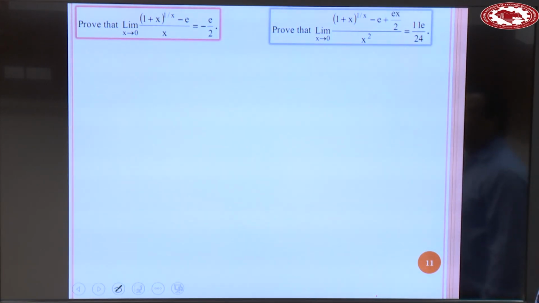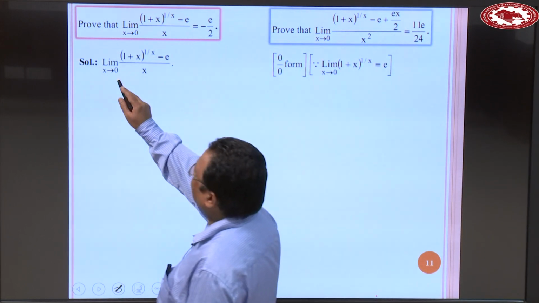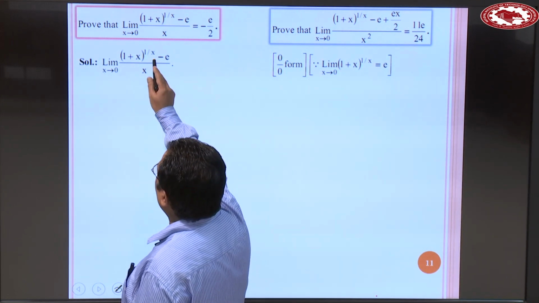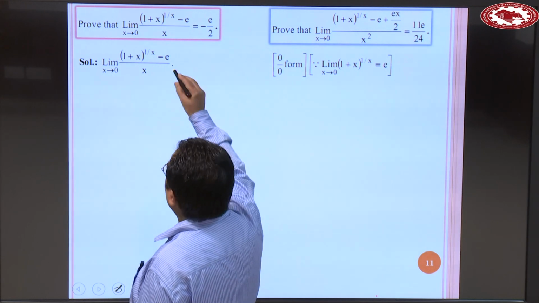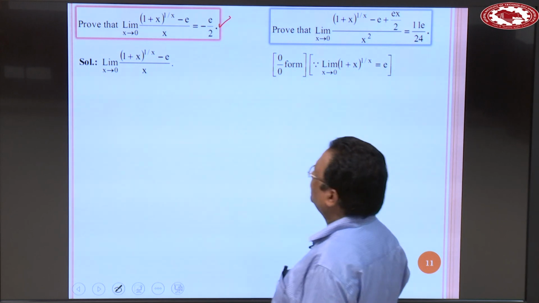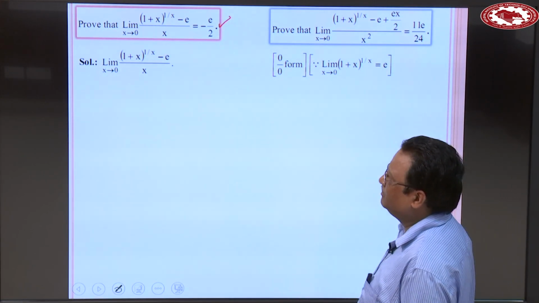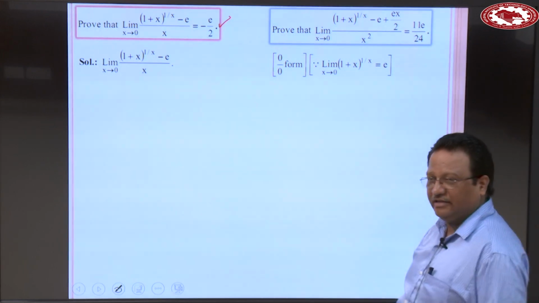So we have two problems related to this expansion, (1 plus x) to the power 1 over x. Let us solve this part: limit x tends to 0 of (1 plus x) to the power 1 over x minus e, over x, and we have to show that this is equal to minus e over 2. We know this is a 0 over 0 form indirectly.